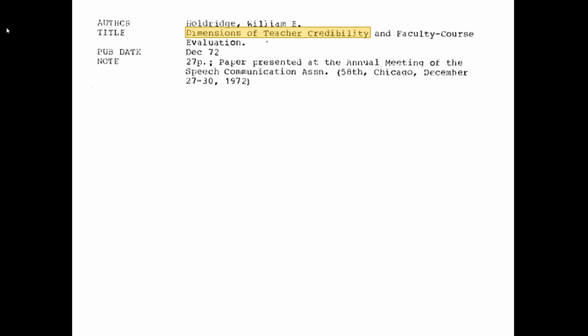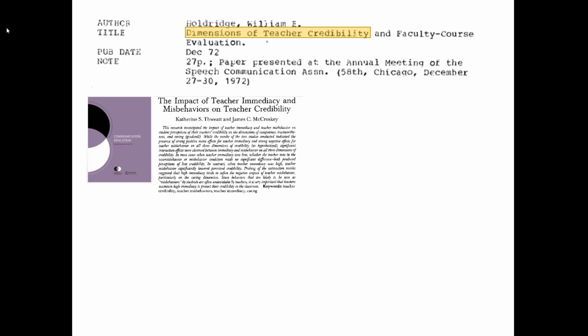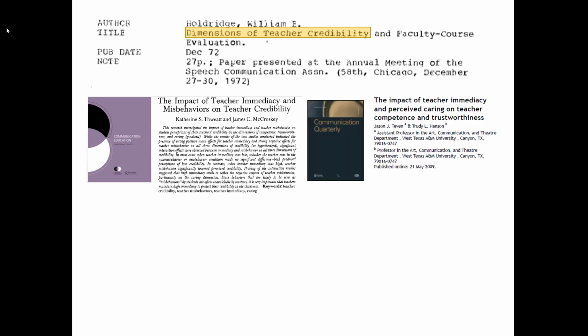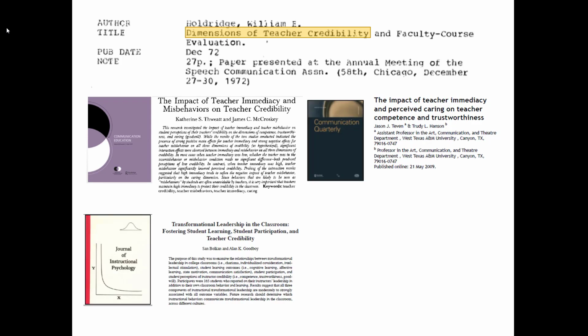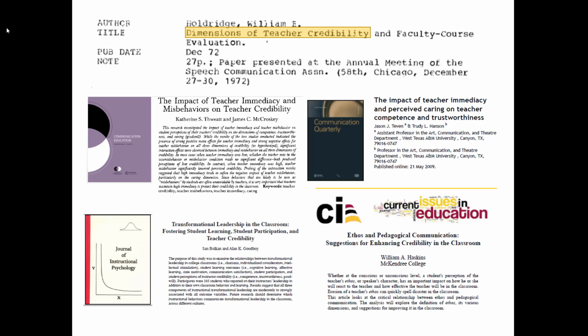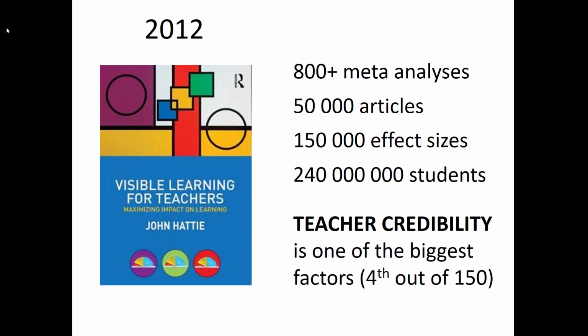The idea of teacher credibility has been around since the 1970s, when people still used typewriters to write their academic papers. And it's been quite widely explored since then, with a number of articles in communication and educational psychology journals. Then in 2012, John Hattie cited teacher credibility as one of the biggest factors influencing pupil progress.